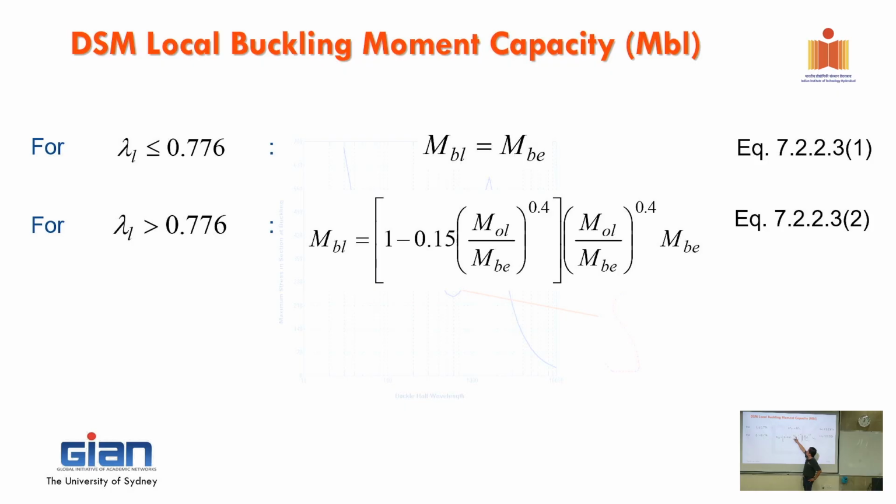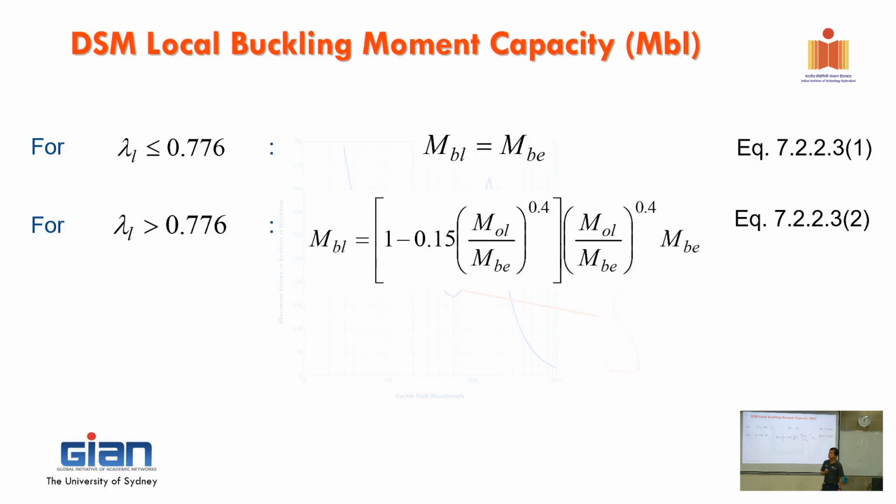Right? And MOL here is the elastic local buckling moment. And this is different from MBL. MBL is local buckling strength. Yes?